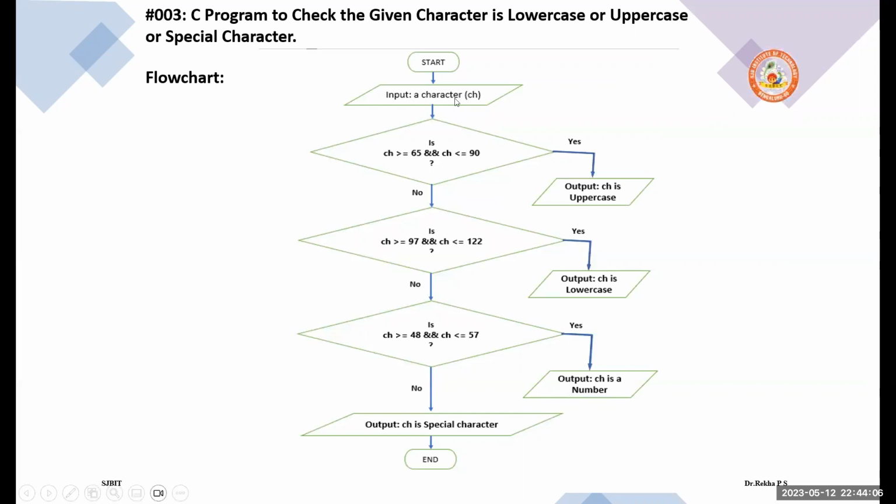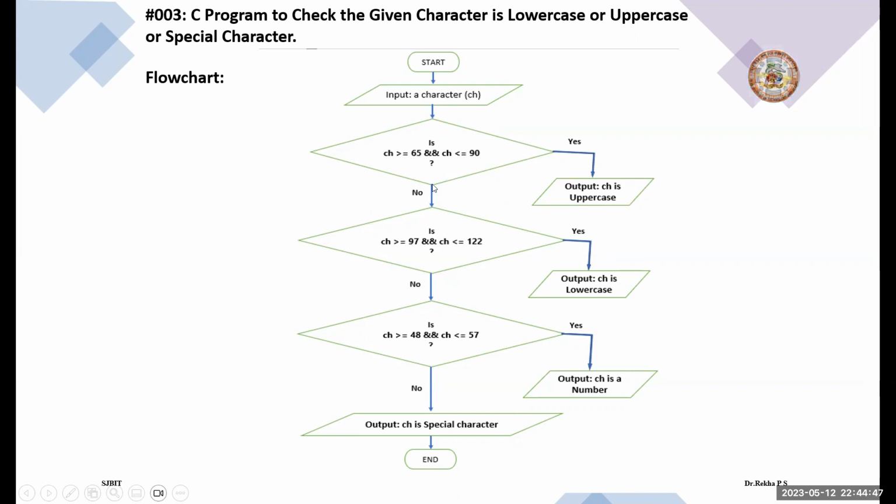The value that is read, we are using a variable called ch, and the user is inputting the character. I'm checking the entered ch value, whether it is greater than or equal to 65 and the entered character is less than or equal to 90. Both have to be checked. If the condition is true, then it is uppercase, because it is greater than or equal to 65 and less than or equal to 90.